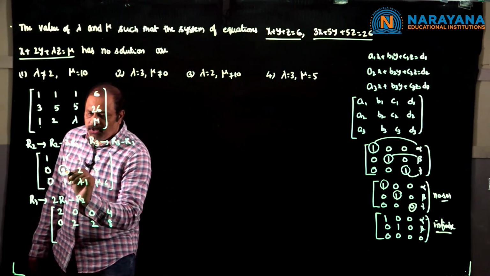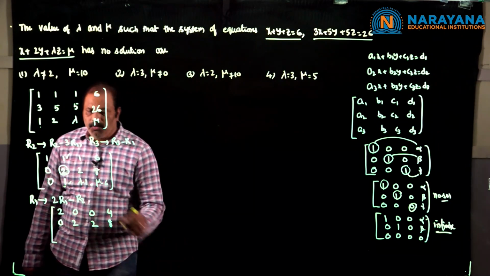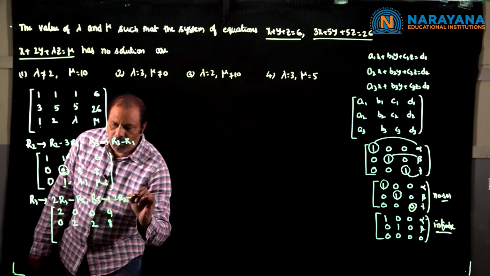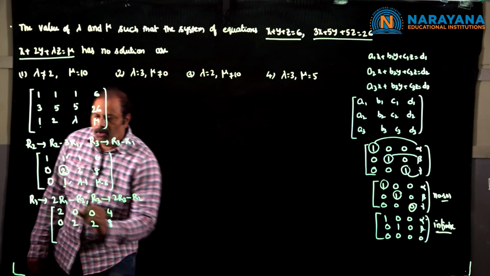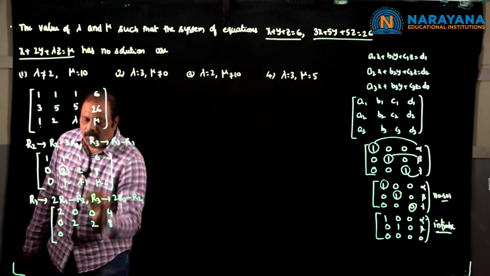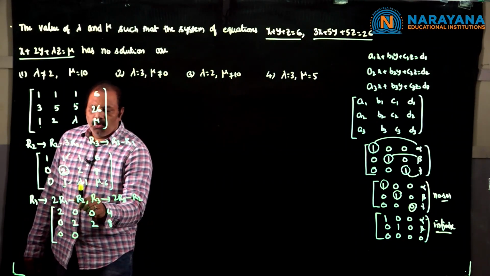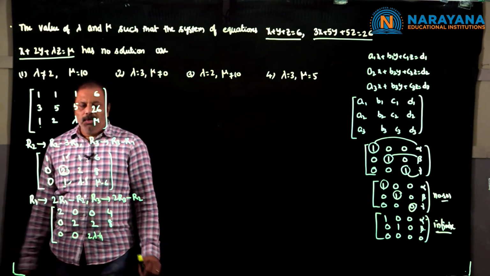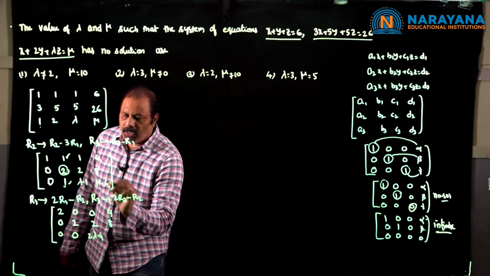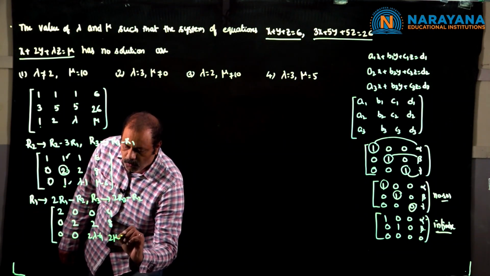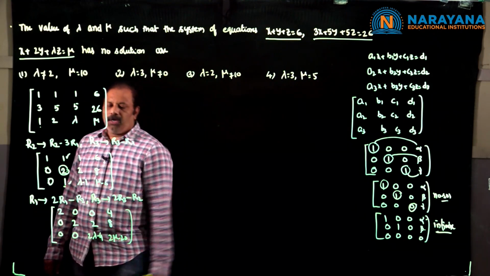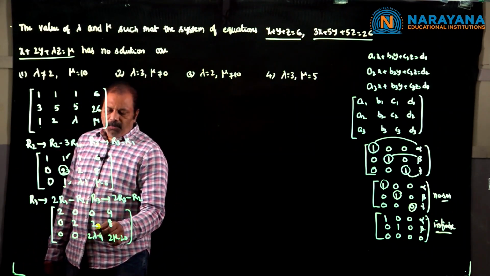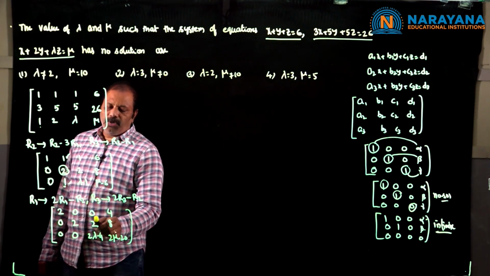Now by using this element, I need to make this element 0. That means R3 as 2R3 minus R2. 0 minus 0, 0. 2 minus 2, 0. This is 2 lambda minus 2 minus 2, which is nothing but 2 lambda minus 4. Now this is 2 mu minus 12 minus 8, which means 2 mu minus 20. Now look here. Because this is already 0, we cannot make this element 0 by using this.